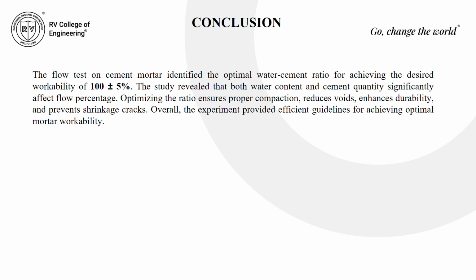This is the conclusion. The flow test on the cement mortar identifies the optimum water cement ratios to achieve the 100 plus or minus 5 percent. Optimizing the ratios ensures proper compaction and reduces voids. The experiment provides efficient guidelines for achieving optimal mortar workability.